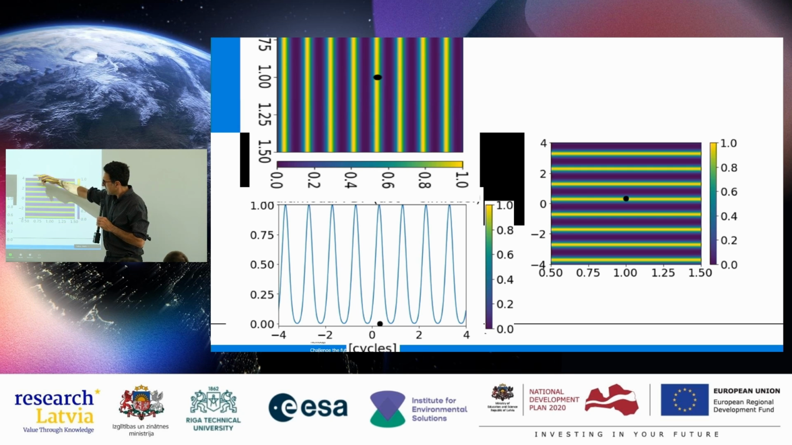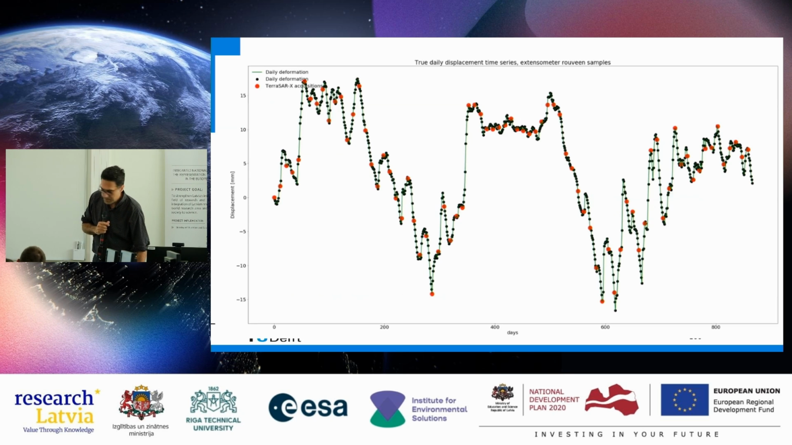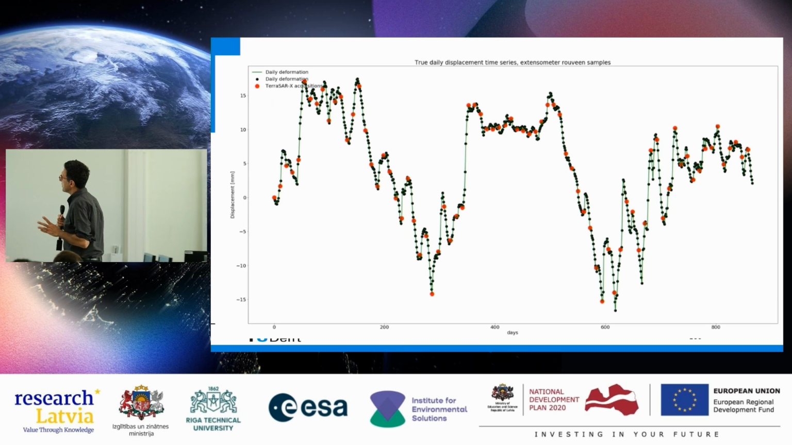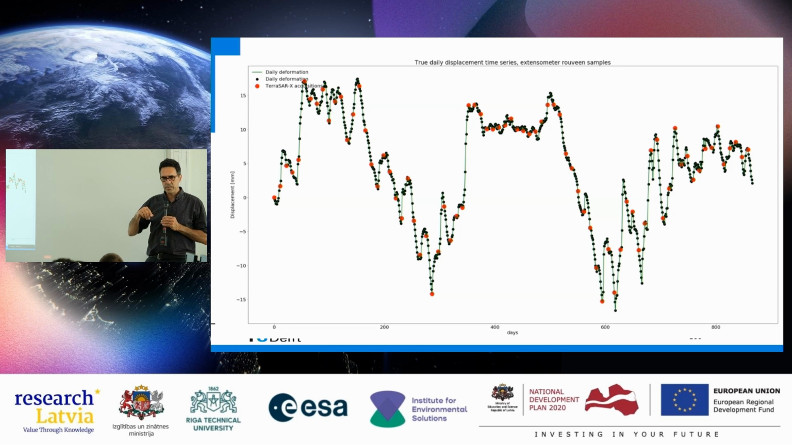So every cycle I have a new ambiguity. And this is just an arbitrary dimension. Okay, now I'm going to introduce more observations. And actually what I'm going to do is use some real data. And this is peat soil. What you see here in the green line is not InSAR, it's what is called an extensometer. So it's an instrument that is being put in the ground.